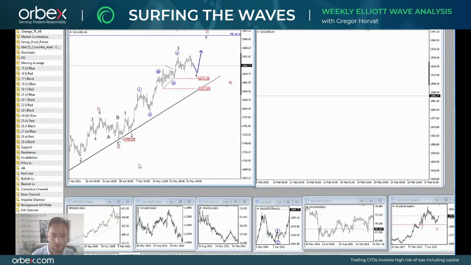Also, not only gold, you have also silver making a very nice pullback now within an uptrend. So I think that both can be quite interesting after these corrections, but more about silver maybe in one of the next videos.